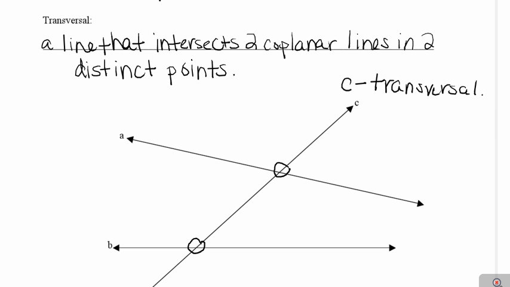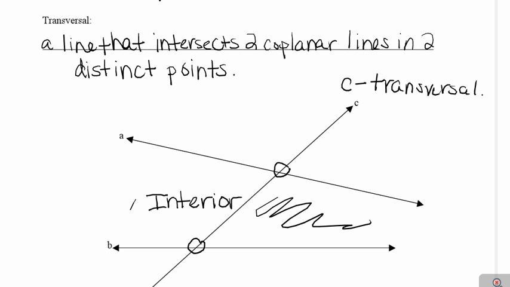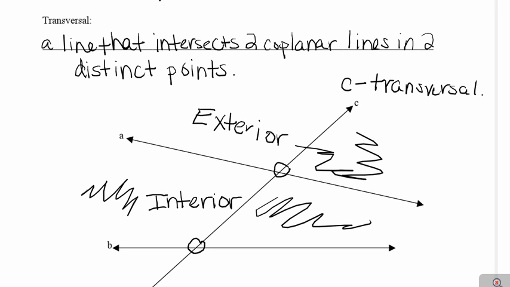Once you've identified the transversal and the two lines that it's intersecting, anything between those two lines is called the interior. So anything between lines A and B is considered the interior. Anything outside of line A and line B is considered the exterior. So notice that you have an exterior at the top above line A, and then you also have the exterior below line B.